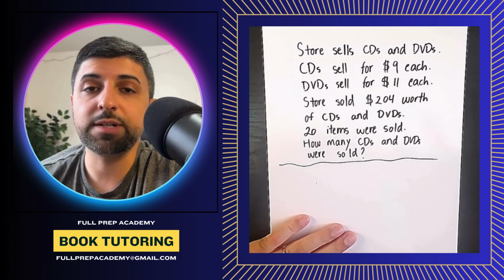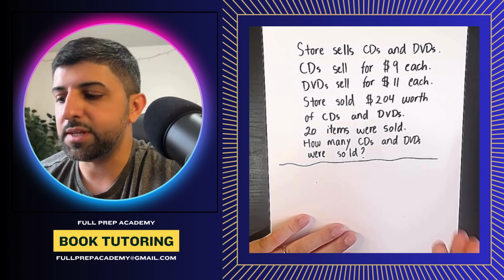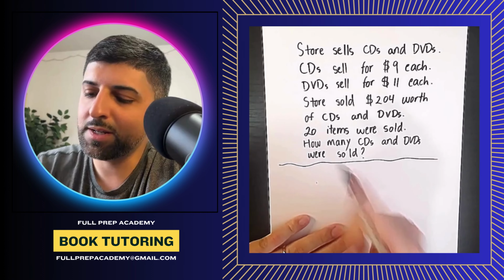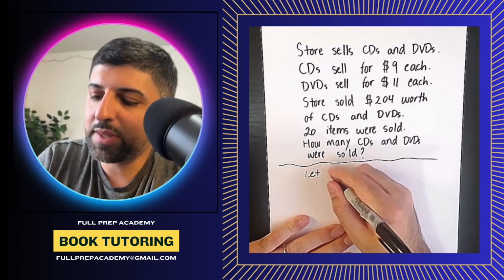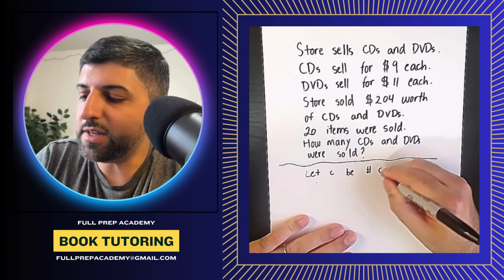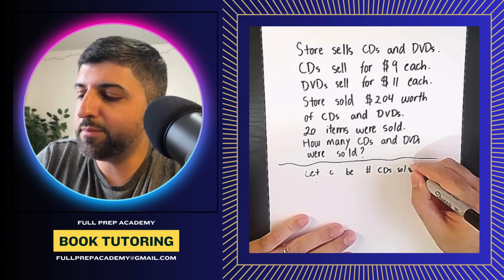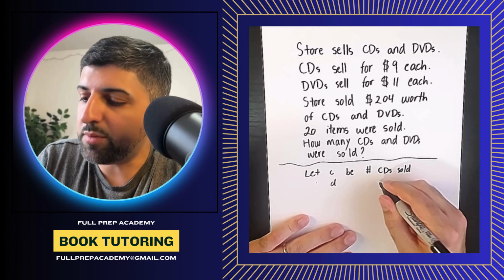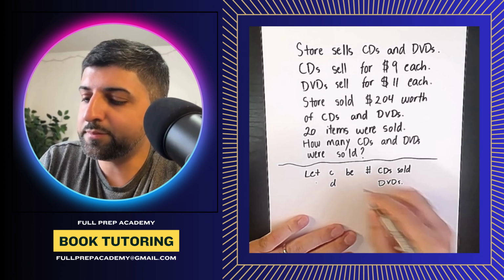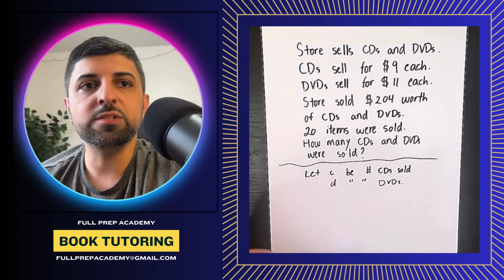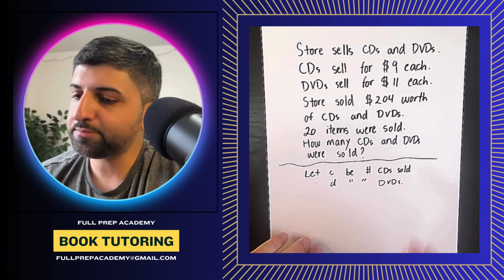So that's what I have to find. How many CDs were sold? How many DVDs were sold? That kind of hints at what the variable should represent, right? So I'll say let C be number of CDs sold, okay? C is the number of CDs sold. So D should probably be DVDs, right? So C is the number of CDs sold, and D is the number of DVDs.